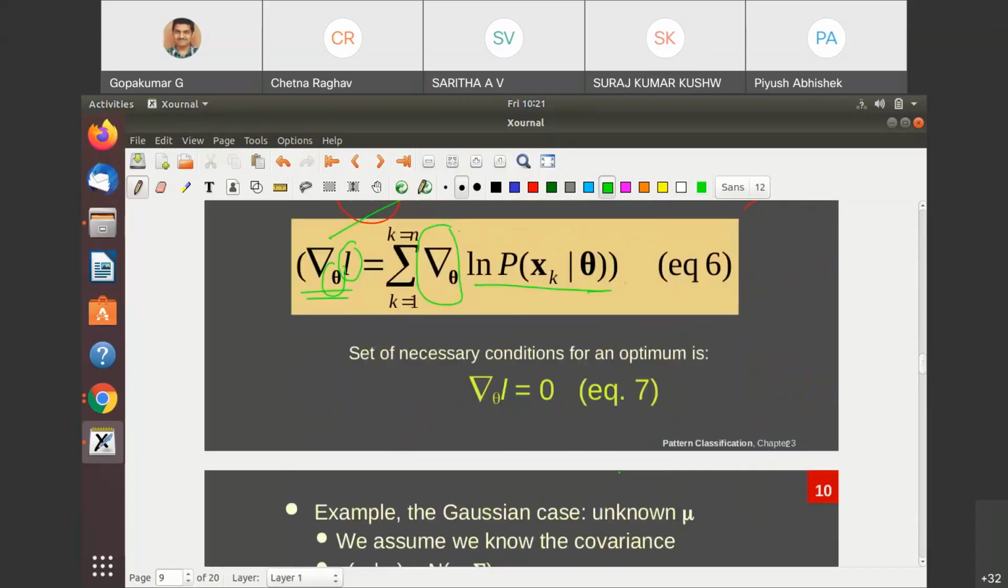And now how will we find the optimum value of theta? From calculus, we form an equation of this kind: del theta of L is equal to 0, and then you solve it for theta 1, theta 2, theta 3, etc. That is the idea of how we can find the best theta.